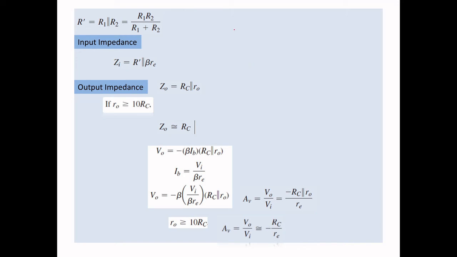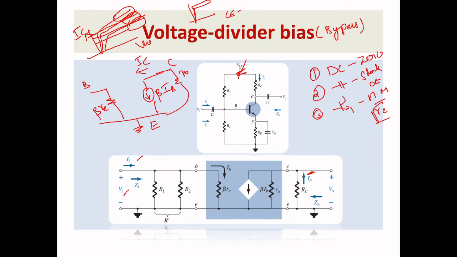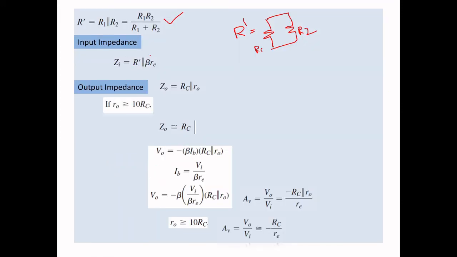First, R dash. What is R dash? You know, R1 and R2 were connected in parallel. So what will you get? R1 into R2 divided by R1 plus R2. That's it. Now I want to calculate input impedance, right? How will we calculate input impedance? You have to look from the left side. When you look from the left side, you can see this R dash will be parallel to the beta RE. So this is your input impedance, right? I have written the same here.